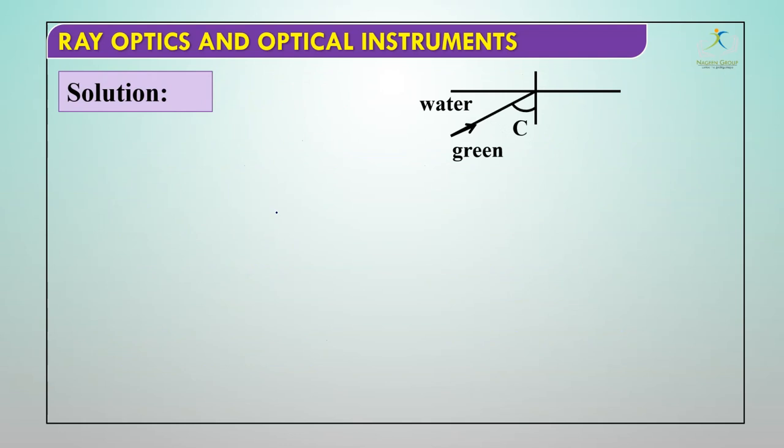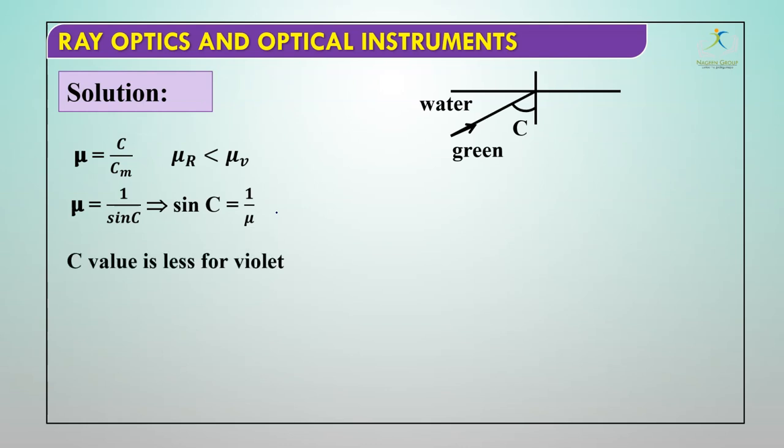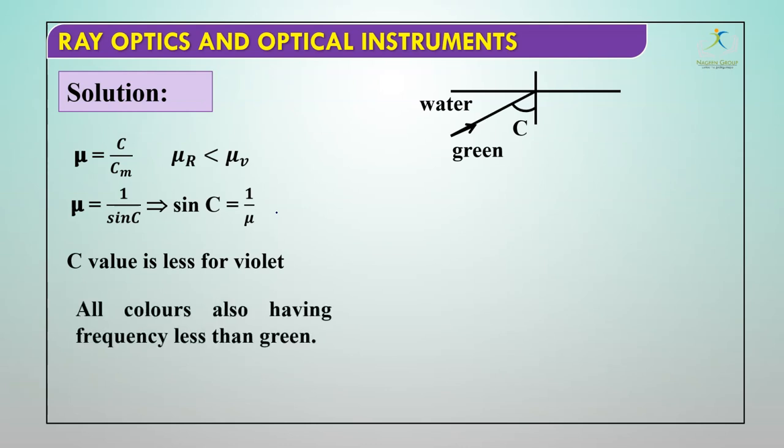Solution which we have: as we can see, the green light falls from the water. So mu is equal to c by c_m, that means the speed of light in a vacuum with respect to the speed of light in a medium. In that case, mu red is less than mu violet. So 1 by sin c is equal to mu, where c is the critical angle. The c value is less for violet. So all colors also have frequencies less than green.